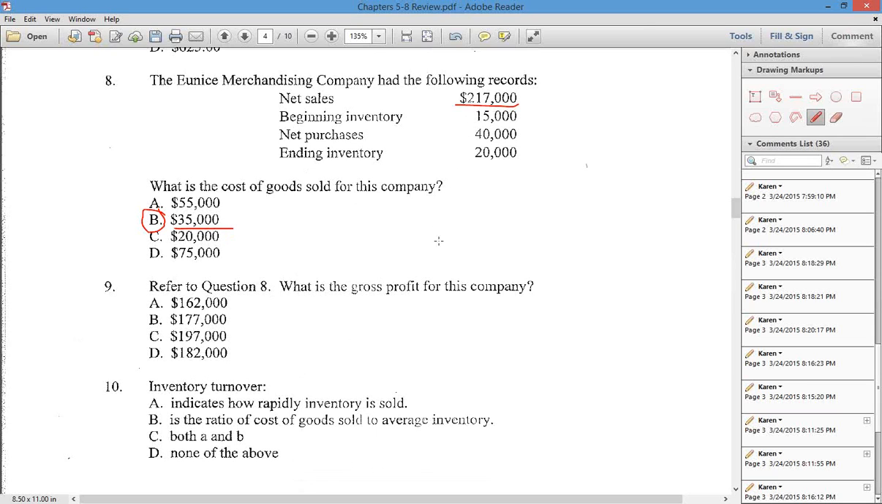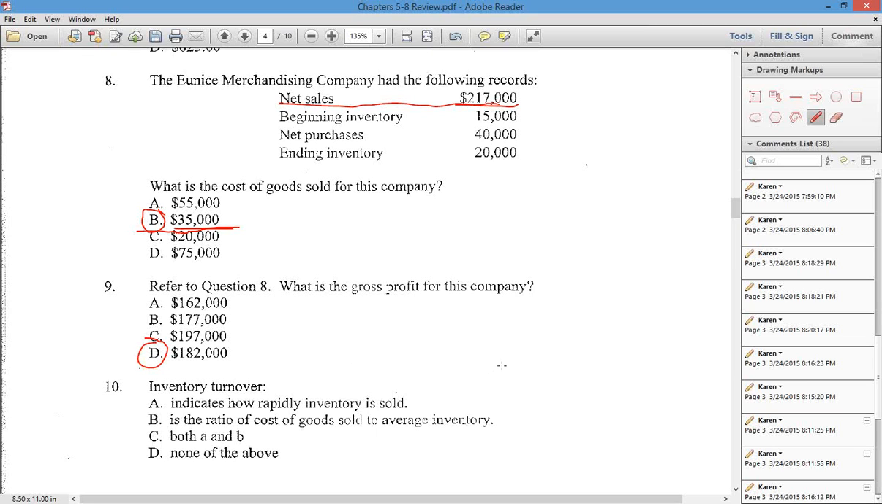So again, sales minus cost of goods sold. Sales minus cost of goods sold equals gross profit. So here's my sales, the $217. We just calculated cost of goods sold, or you did, at $35,000. So what is my gross profit? Sales minus cost of goods sold. Okay, very good.